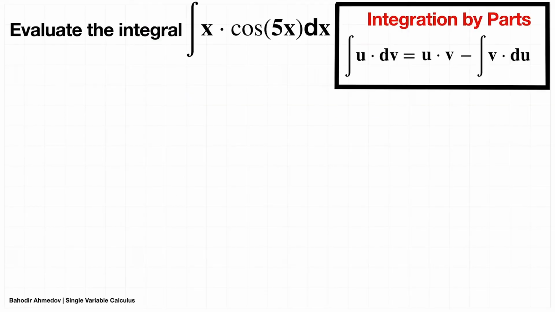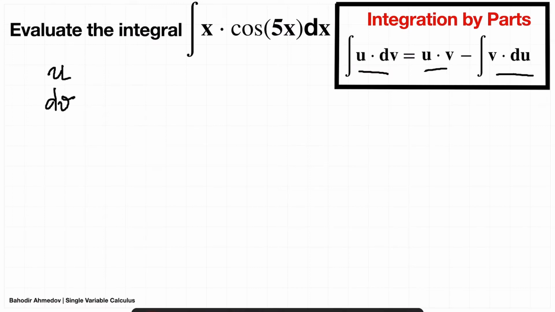The first problem which we would like to solve is simply the integration of x times the cosine of 5x. Again, in order to solve this problem, we are going to use this formula: the integral of u dv is equal to uv minus the integral of v du. So the first thing which we need to do always is to choose what is going to be the u and what is going to be the dv.